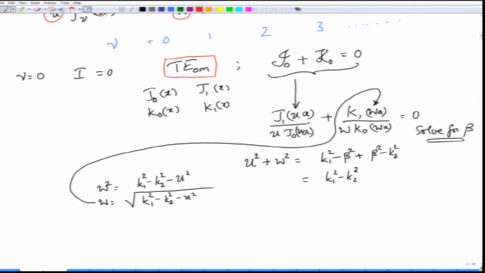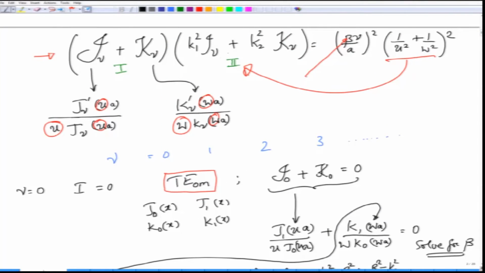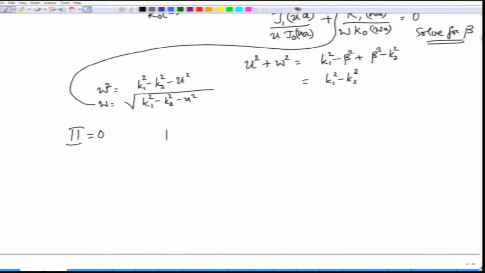Okay. Now, suppose this is not the term that is 0, suppose the second term is equal to 0, which implies that you go to that equation K1 square J0 plus K2 square K0 must be equal to 0. Again you can use some recurrence relationship. So, you have K1 square script J0 plus K2 square script K0 is equal to 0. So, these are not the Bessel functions, these are those expressions for script J0 and script K0 that we have written. Okay. So, when you take this term equal to 0, the solutions that turn out to be are called TM0M.